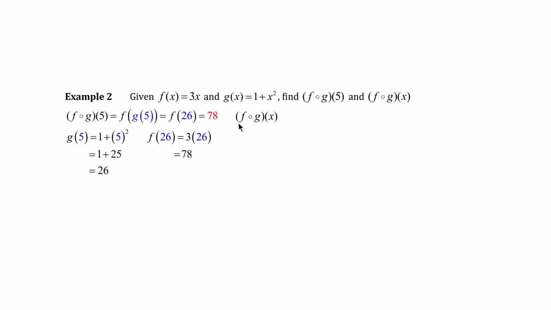Next, we need to find the composition of f and g of x. According to our rule, this is equal to f of g of x. So what we need to do is substitute in 1 plus x squared for g of x. We get f of 1 plus x squared. Next, we need to take 1 plus x squared and substitute it in for x in the function f. This gives us 3 times the parentheses, 1 plus x squared. Next, we need to simplify this by distributing the 3 inside the parentheses to the 1 plus x squared. The result is 3 plus 3x squared, so f composed of g of x is equal to 3 plus 3x squared.